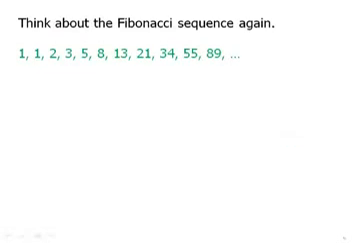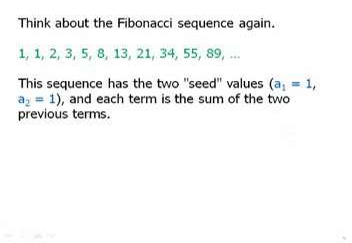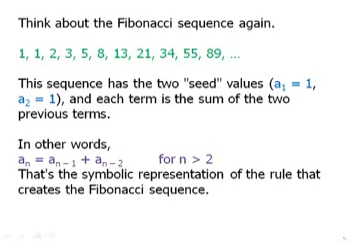Think about the Fibonacci sequence again. This sequence has the 2 seed values. The first value is 1, the second value is 1, and each term is the sum of the 2 previous terms. So algebraically, we would say a sub n equals a sub n minus 1 plus a sub n minus 2. That's the symbolic representation of the rule that creates the Fibonacci sequence.